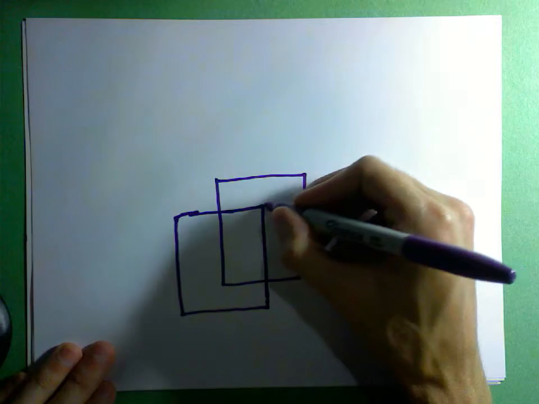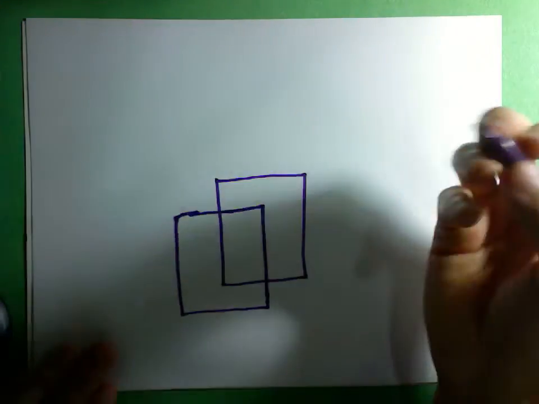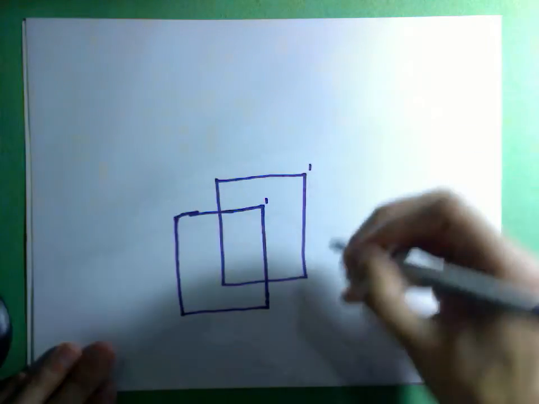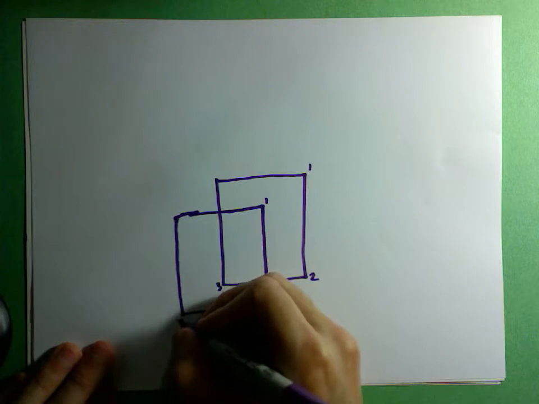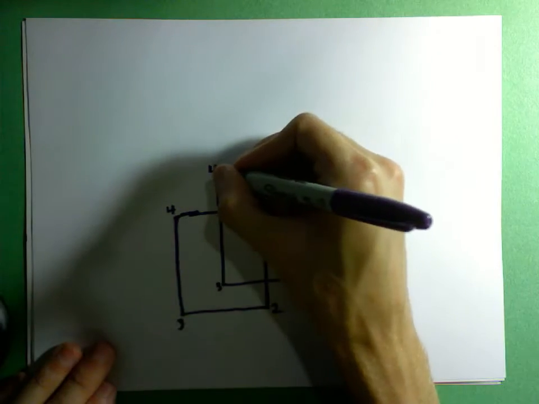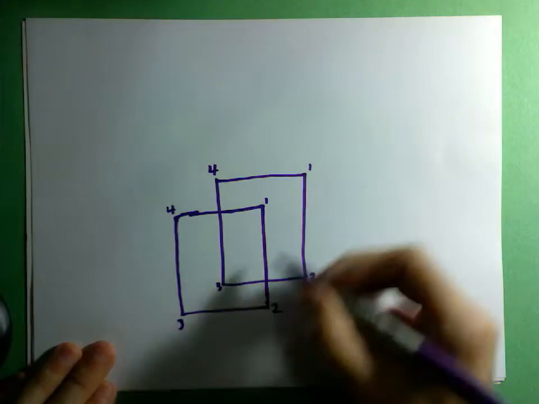But you can see how these points are the same on both squares, because let's say this is point 1 and point 1. This is point 2 and point 2. This is point 3 and point 3. And this is point 4 and point 4. So they all have the same points.